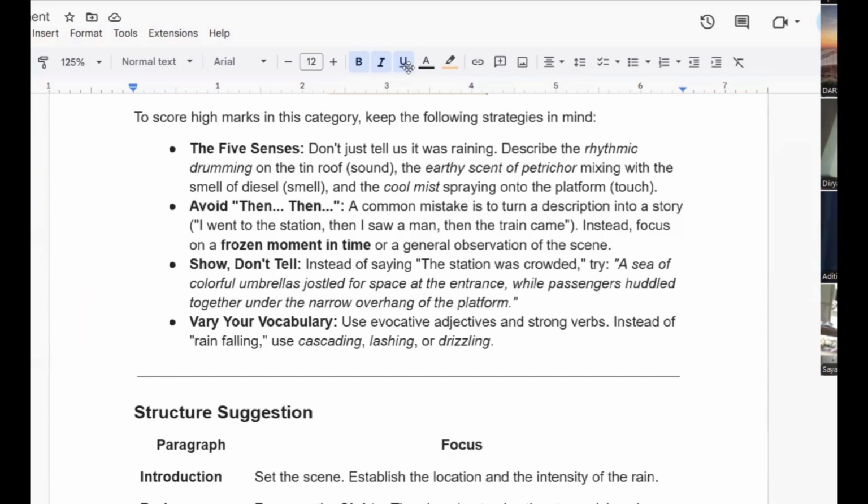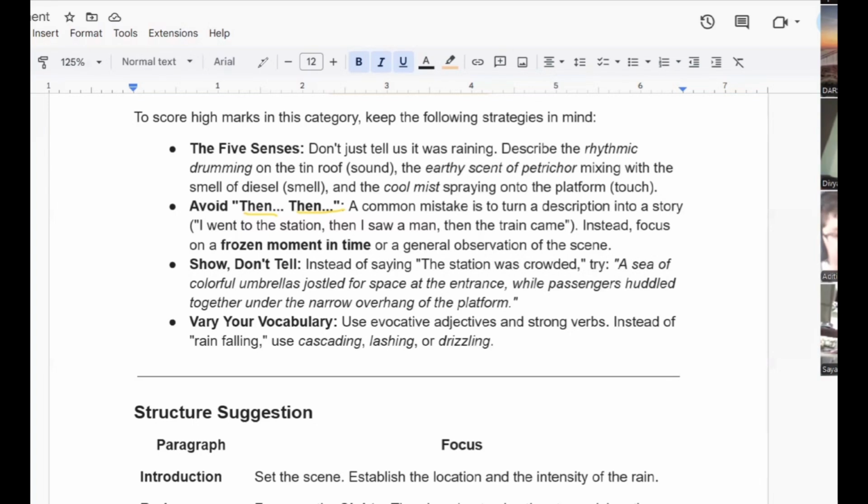Moving ahead, try to avoid using the word then or any other word like next repeatedly. A common mistake is to turn a description into a story. This is a very, very common mistake, students. When we write a description, we sometimes use words like then this happened, then that happened, next this happened. No, you're not telling a story from your perspective. It's a scene you're describing. Scene is what? A picture. You imagine yourself sitting in this setting, looking at the picture, and then describe that whole picture to a reader.